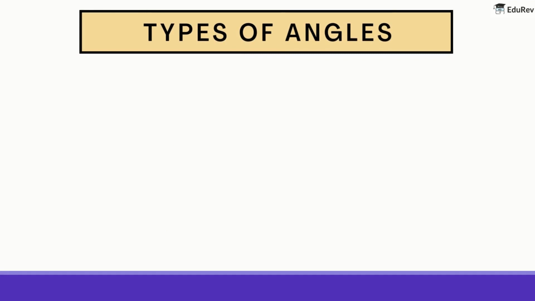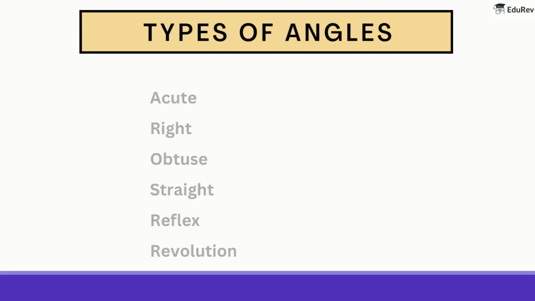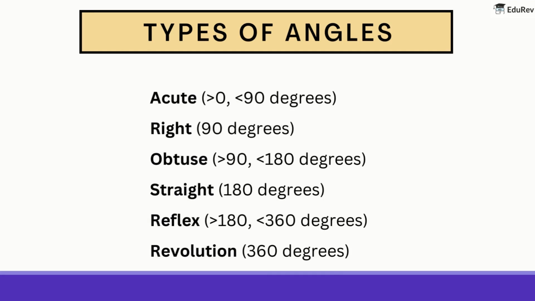Types of angles. There are 6 types of angles. Acute angles, right angles, obtuse angles, straight angles, reflex angles, revolution angles. Here, these angles are arranged on the basis of smallest to largest. Don't worry, we will look at each one in detail.